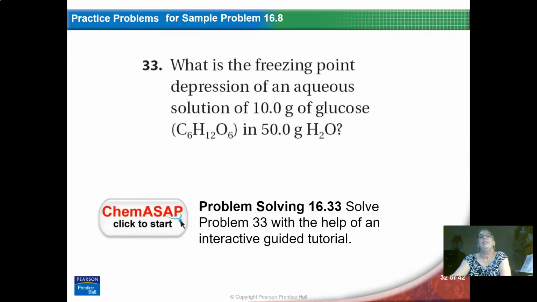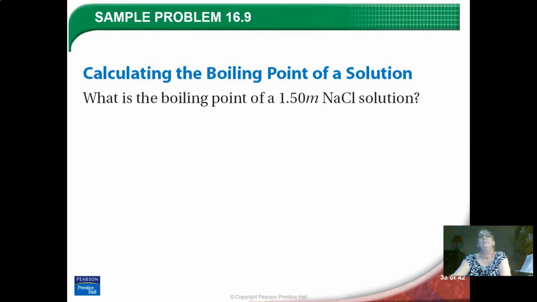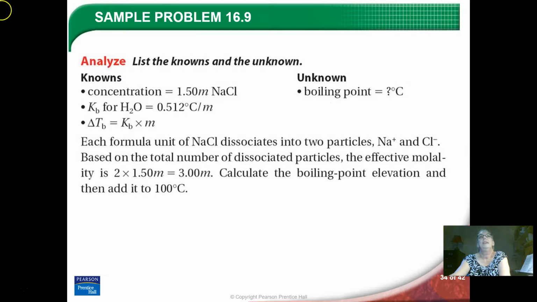We can try that with the glucose there, freezing point depression. And we can do boiling point changes, 1.5 mol NaCl. We find this number off a chart, the Kb. We put those two numbers together, multiply them, and we will get our answer.